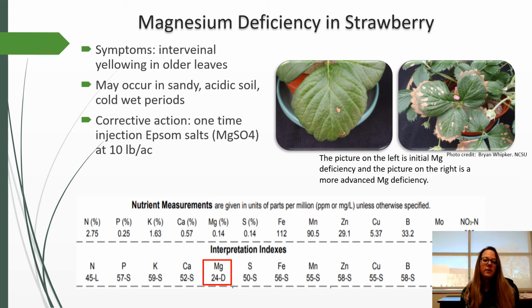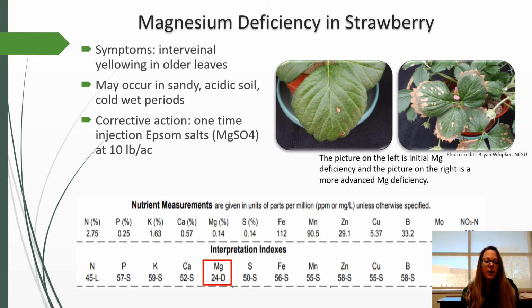The next nutrient deficiency we will cover is magnesium. So how is magnesium deficiency presented in strawberries? Well, the first early symptoms of magnesium deficiency are interveinal yellowing in the older leaves, as shown in the picture on the right. A more advanced stage of magnesium deficiency is shown in the picture on the far right, with necrotic spotting around the edges of the leaves. Magnesium deficiency may occur in sandy soil, acidic soil, or during cold, wet periods.